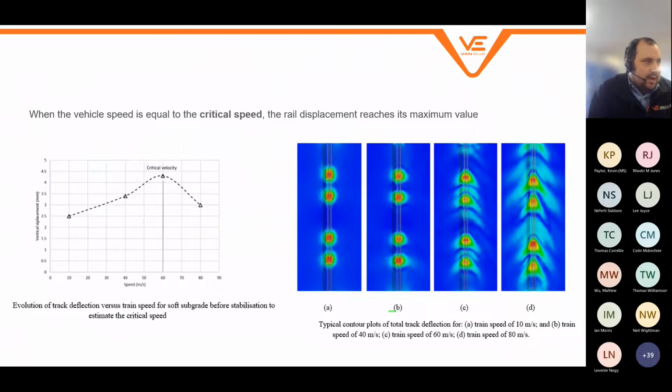What we can also start to look at as well through an optimized design package is critical speed and critical velocity. So this is basically when the rail displacement reaches its maximum value. So you can see there on the left-hand side, we can map out train speed versus maximum vertical displacement and get to a point where we can establish this critical velocity, which you can see on the charts on the right-hand side, how critical velocity starts to look when we start to introduce Rayleigh waves and various other factors.